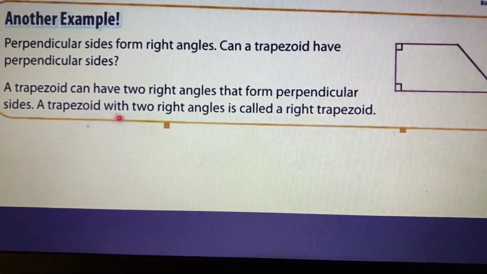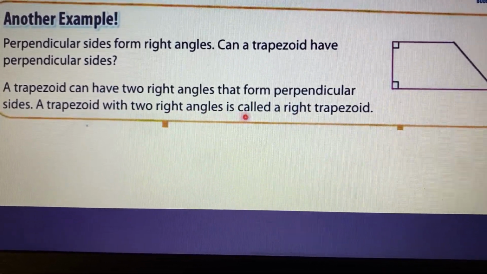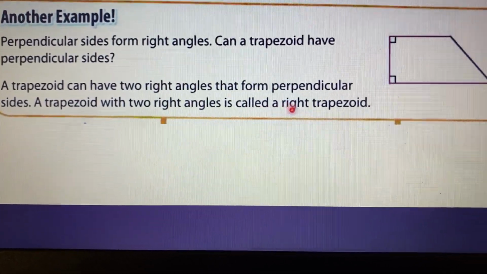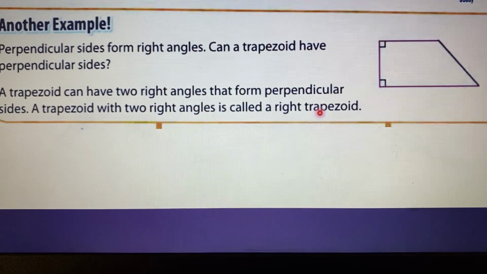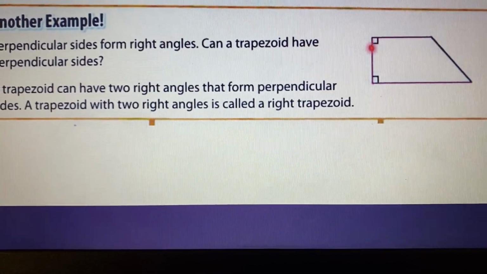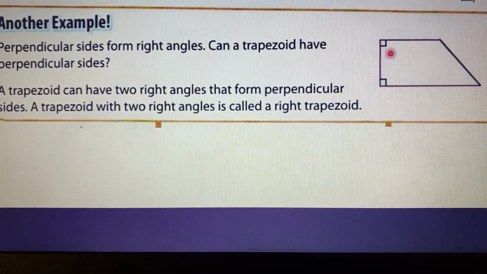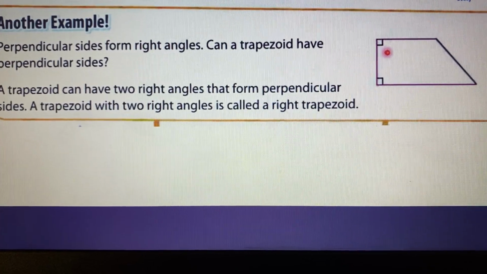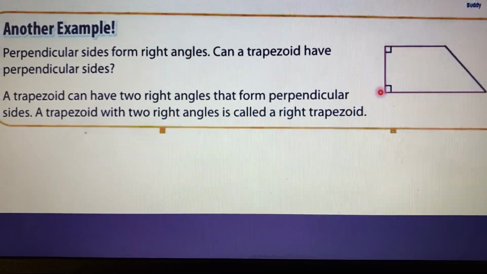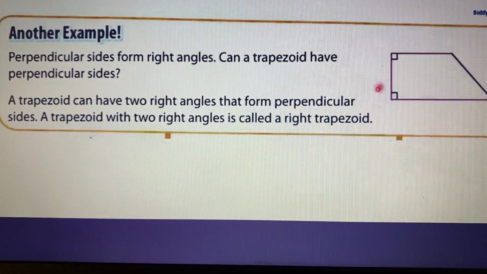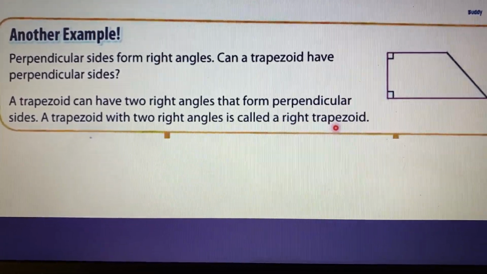A trapezoid with two right angles is called what? A right trapezoid. A right trapezoid. That's it. So it has two right angles. So in this case, we call it a right trapezoid.